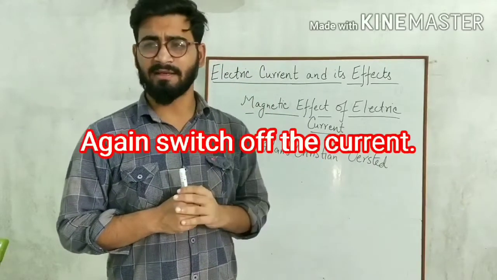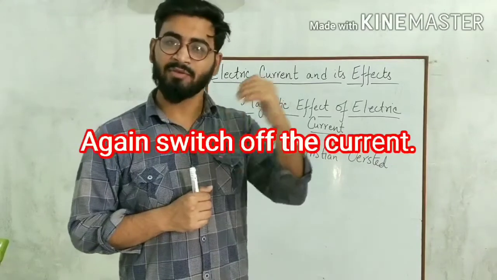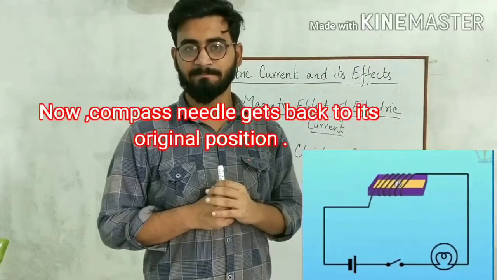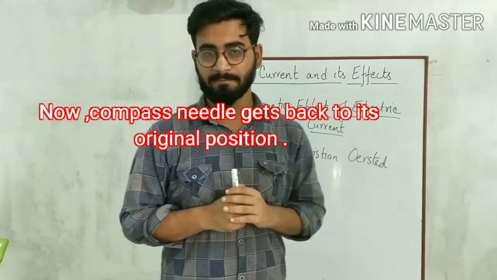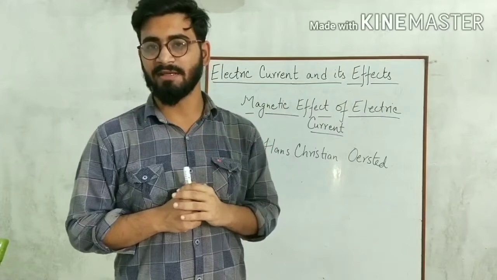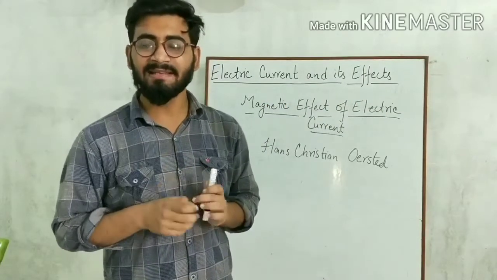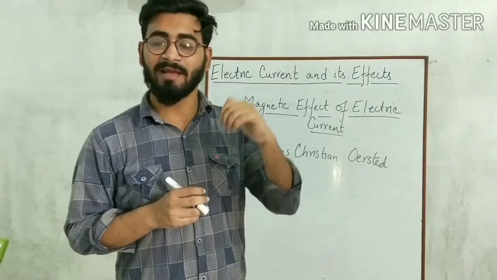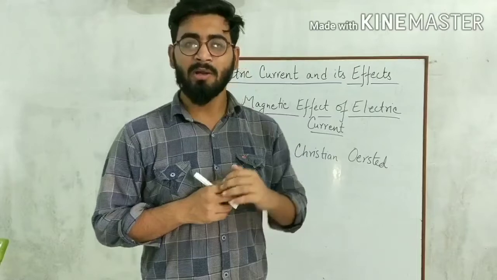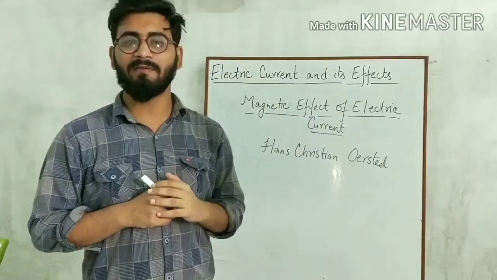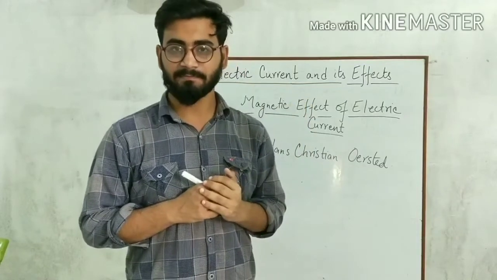Now again switch off the current. When you switch off the current, the compass needle gets back to its original position. Now it is not deflected. So what can we say from here? We can clearly say that when a bar magnet is brought near the compass needle, or when an electric current flows through a wire, the compass needle gets deflected.